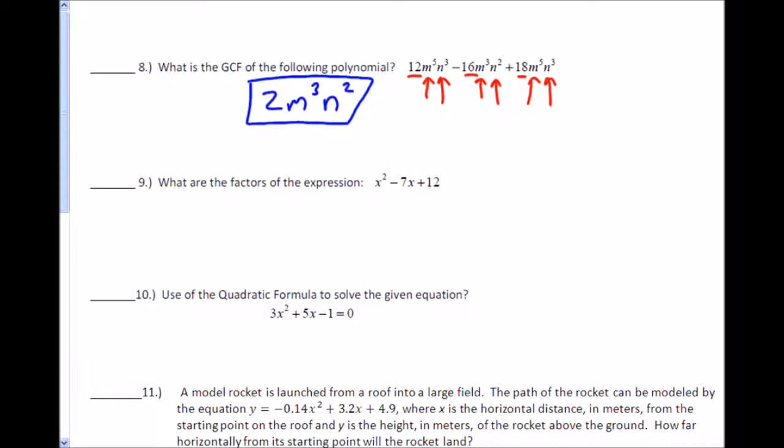In number 9, it says, what are the factors for the expression? And this we're just going to factor. I'm going to build a bridge. So two numbers that multiply together to give me a 12, but add together to give me a -7. It's a -3 and a -4. And now since there's a coefficient of 1 here, a leading coefficient of 1, I can use my shortcut. That means this factors into x minus 3 and an x minus 4. And that's it.